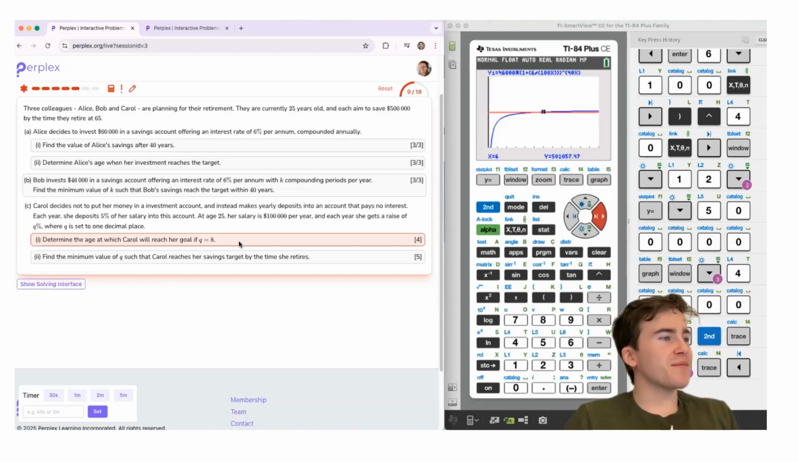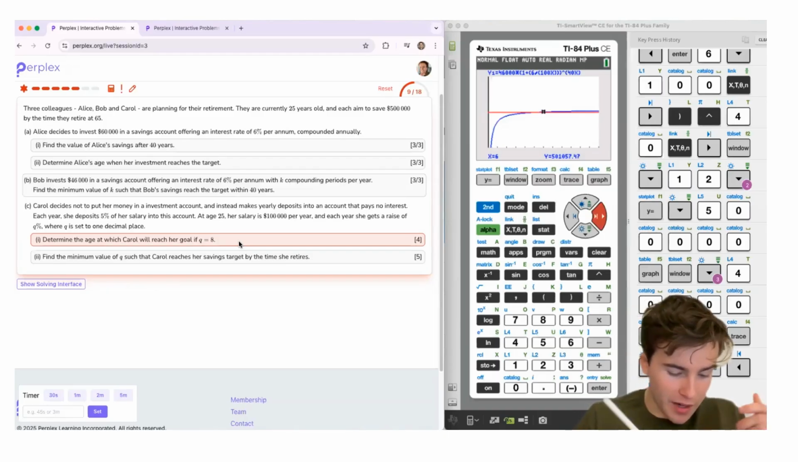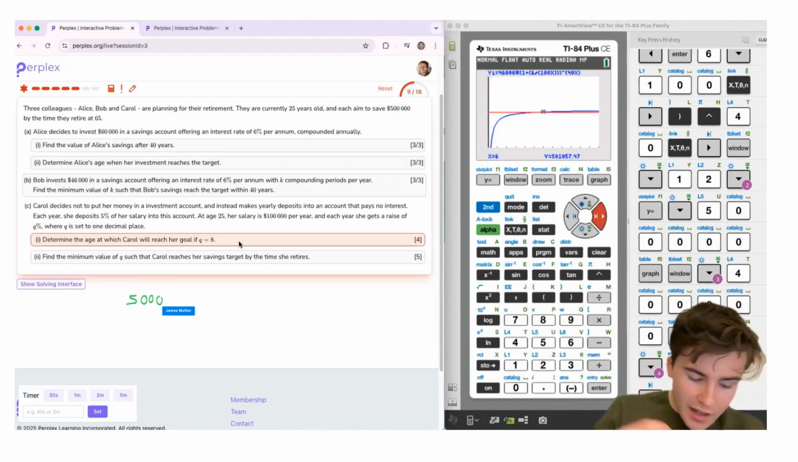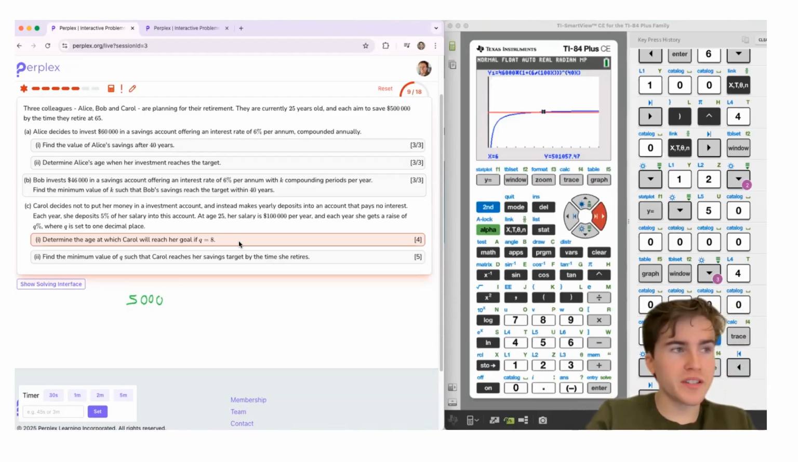And each year she's going to deposit 5% of her salary into this account. And at age 25, her salary is $100,000 per year. And each year she gets a raise of Q%. Okay. So that means that in the first year, she's going to put away 5% of her salary. 5% of 100,000 is 5,000. The next year, she's going to get a raise of Q%. So she's going to make 100,000 per year. And she's going to put away 5% of that.